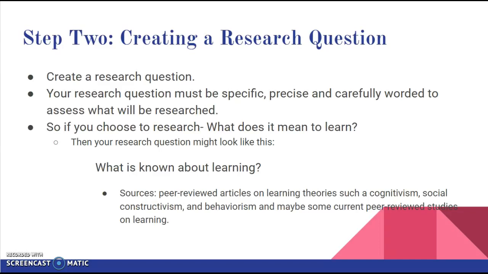So I've done maybe not a very good research question example, but if you're interested in learning what does it mean to learn, then your question could look something like this: what is known about learning? And so you could do some searches on learning theories, since that's something that we've discussed. And we know that relates back to what is known about learning. So you can explore more about cognitivism, social constructivism, behaviorism. You can return to some of those sources that we used before and look up new ones.